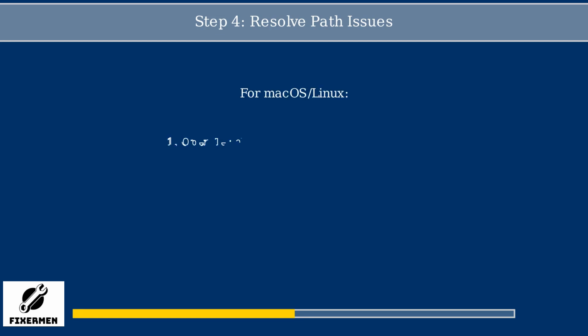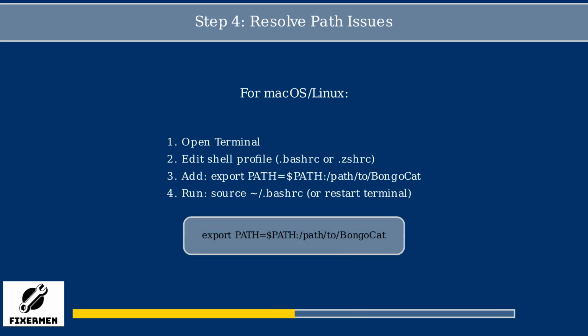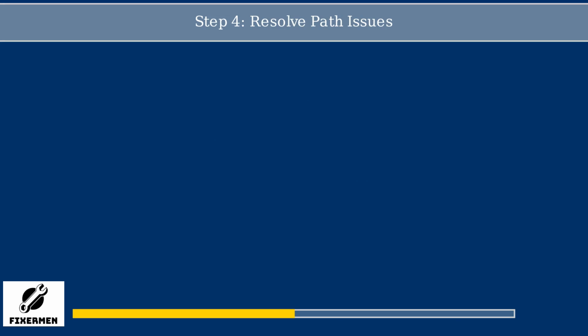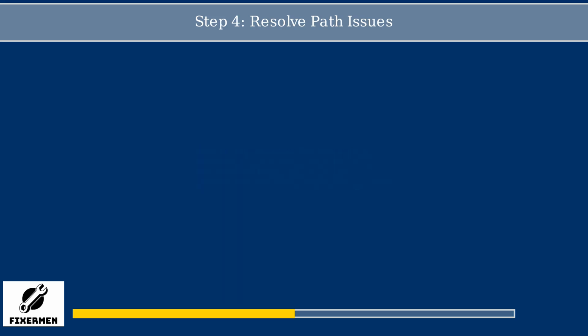On macOS or Linux, open your terminal and edit your shell profile file, such as .bashrc or .zshrc. Add the line to export the path with your Bongo Cat directory. Then source the file or restart your terminal. Search online for specific instructions for your operating system. While this is less common for Bongo Cat, ensuring the directory containing the executable is added to your system's path environment variable can help resolve issues. Search online for instructions specific to your operating system on how to modify path variables.